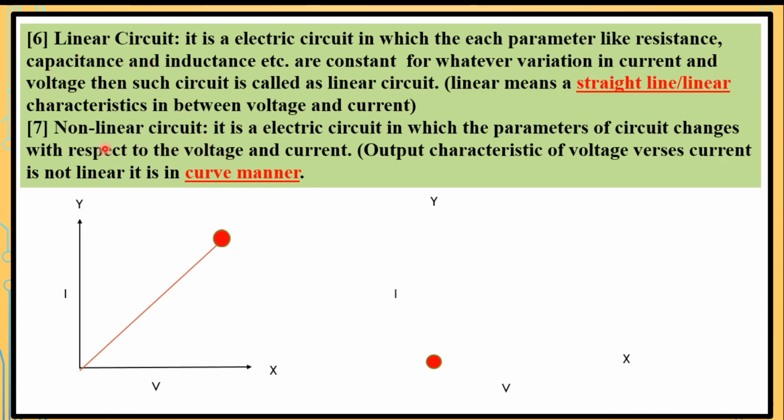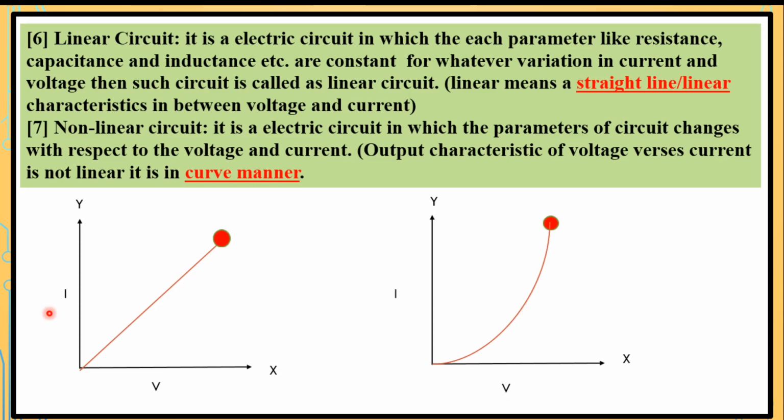And the non-linear circuit, that is the seventh point. It is an electric circuit in which a parameter of the circuit changes with respect to voltage and current. The voltage versus current characteristic is not linear, not a straight line, but in a curve manner. Here on the x-axis we took the voltage, and on the y-axis the current. We see the relation is not linear, it is in a curve manner. Such a network is called a non-linear circuit.